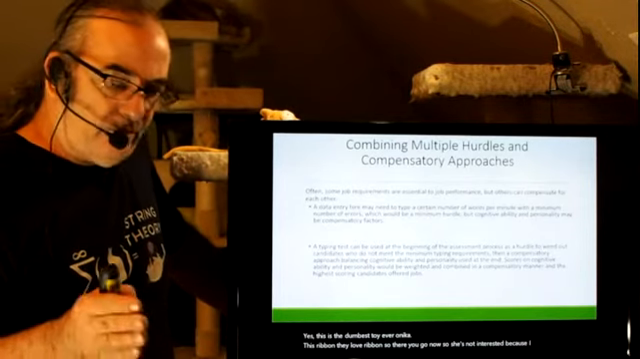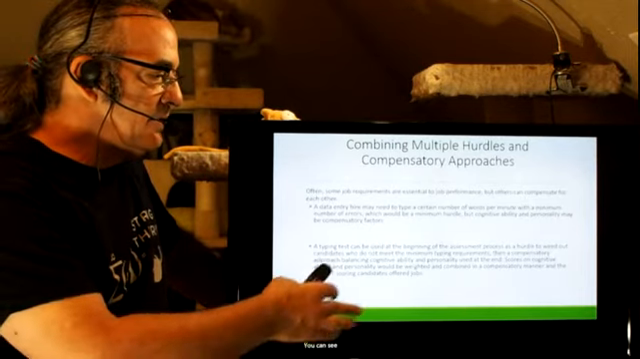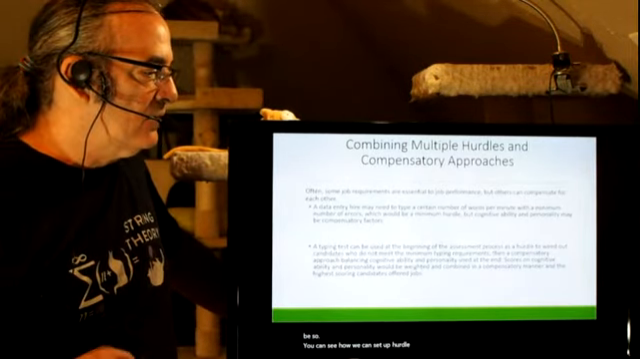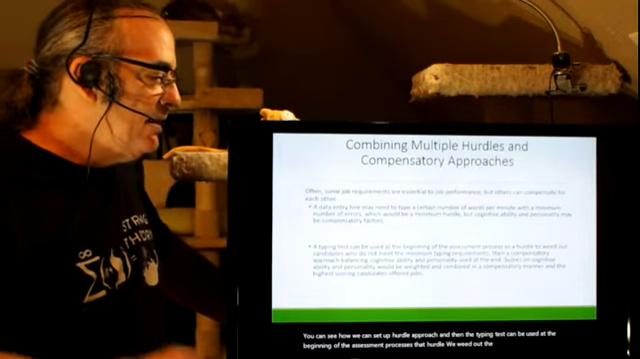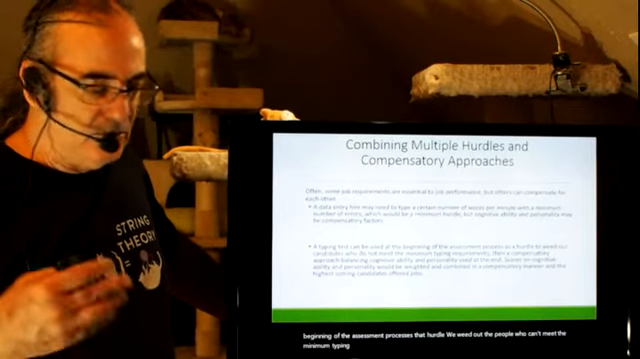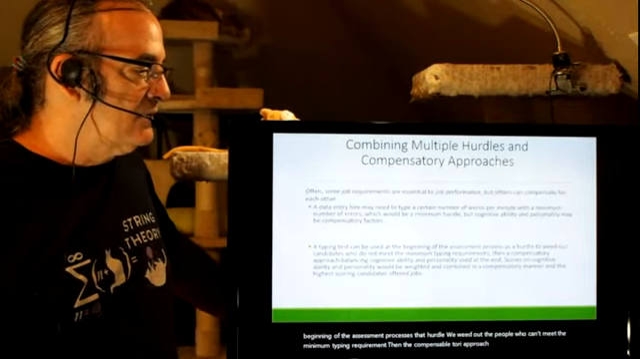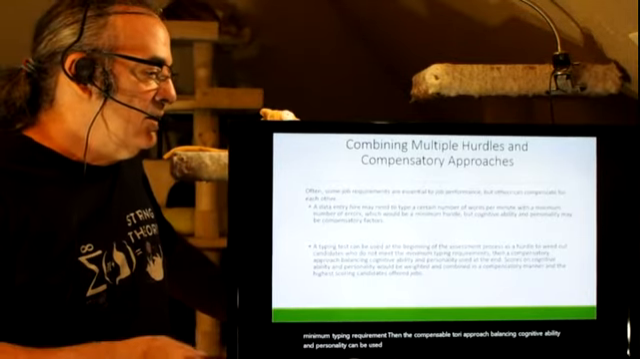So you can see how we can set up a hurdle approach, and then the typing test can be used at the beginning of the assessment process as the hurdle. We weed out the people who can't meet the minimum typing requirement. Then the compensatory approach, balancing cognitive ability and personality, can be used on those candidates that are left, having jumped the hurdle, so to speak.